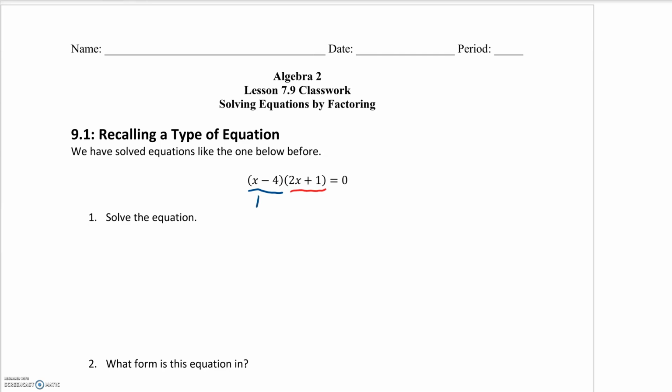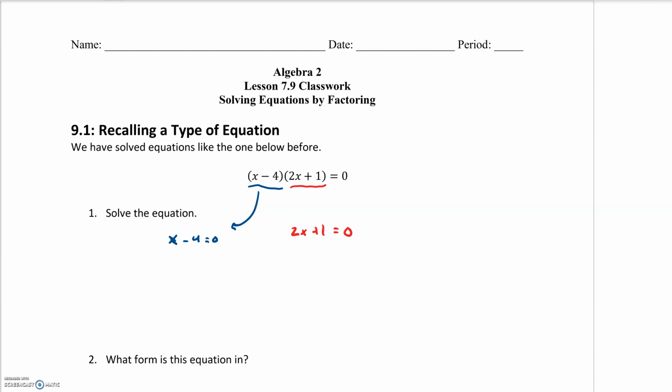So to solve this, all I need to do is take the first thing, x minus 4, set it equal to 0. Take the second thing, 2x plus 1, set it equal to 0. Now if I solve each one of these individually, I can have the solution to my equation. So let's look at the one on the left here first. I have x minus 4 equals 0.